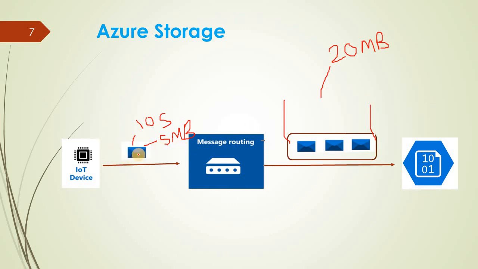Suppose the device is sending data every 10 seconds, the size of each message is 5 MB, and the maximum size that this bucket can hold is 20 MB. In 10 seconds it will send one message, in 20 seconds another, in 30 seconds another, and in 40 seconds another. So what will the size of this bucket be? 5, 5, 5, 5: 20 MB. That means the bucket is full. It will not wait for another 2 messages to come. It will directly write these messages to the container because our bucket is full.